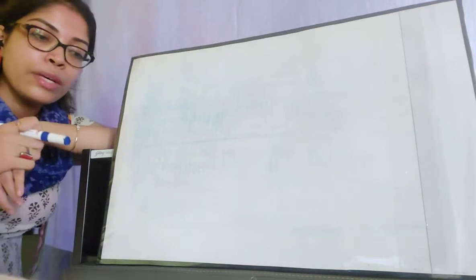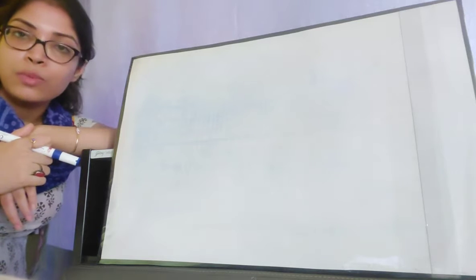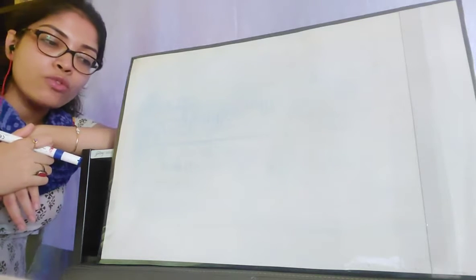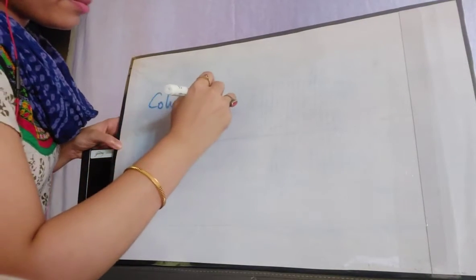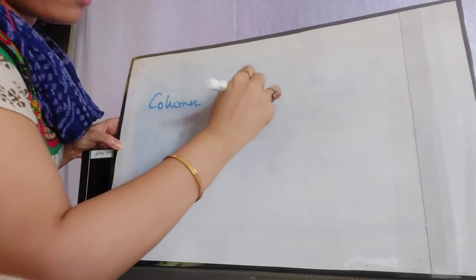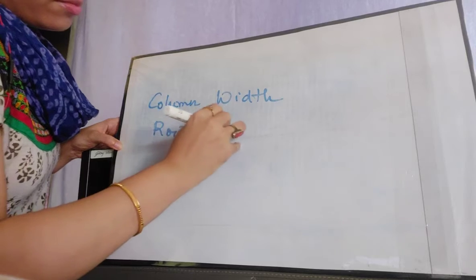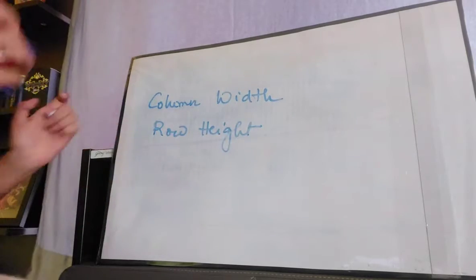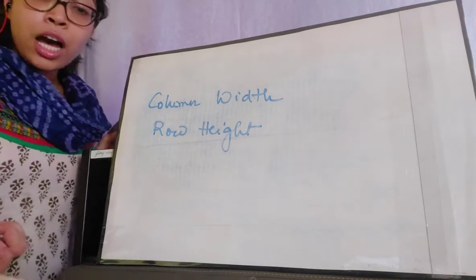So now we are going to move forward with our chapter, and the first thing that we are going to learn today is how to change the column width and row height in a table. So we are going to learn how to change the column width and row height. So let's see how to do that.